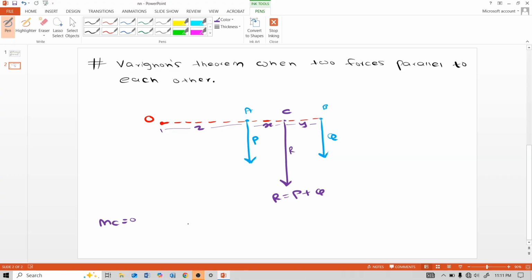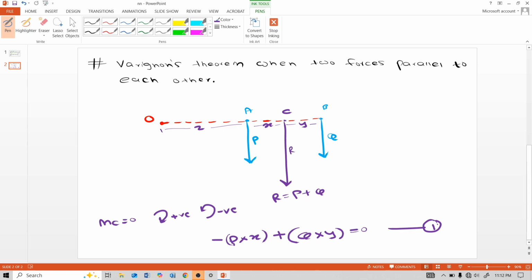Let us assume that clockwise moment is positive and anti-clockwise moment is negative. This P force is passing through that C point as anti-clockwise, so anti-clockwise is negative: minus P into X. This Q force is passing through that C point as clockwise, so clockwise means positive. Force is Q, and the perpendicular distance between that C point and force Q is Y, equal to 0. This is equation 1.